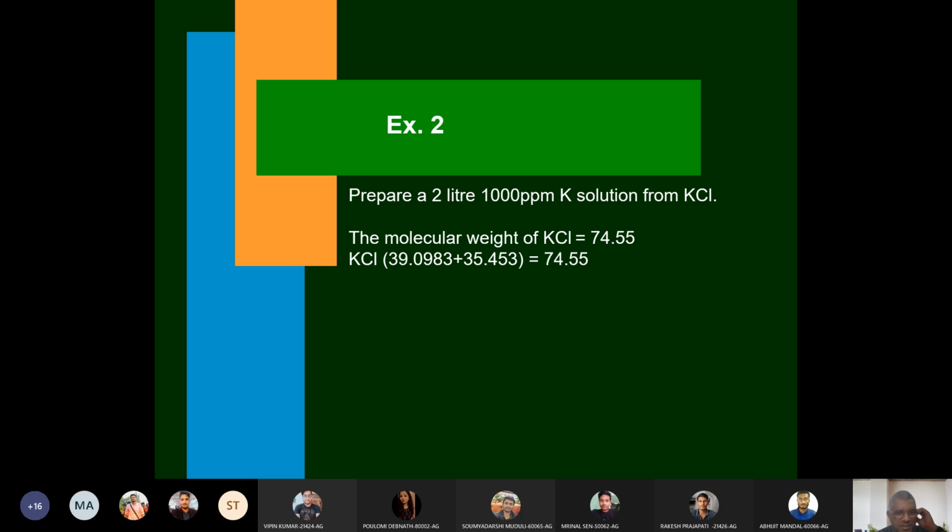Now, this is an exercise for you. Prepare a 2 liter 1000 ppm K solution from KCl. You do it. You need to calculate the quantity of KCl required to prepare 2 liter 1000 ppm K solution. Here it is K. And in KCl, K is 39 and Cl is 35.5, you can take, or 35.45, whatever you like.